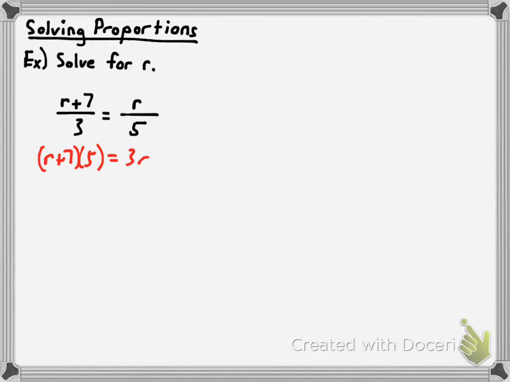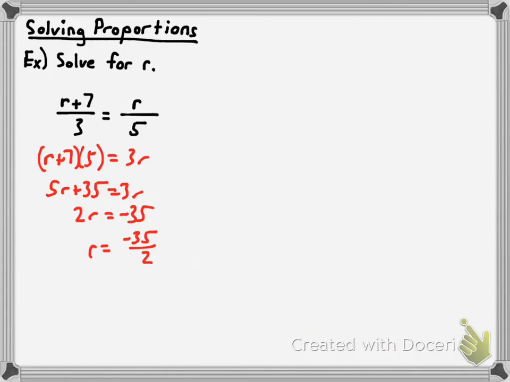So you set those cross products equal to one another, and then you distribute, whenever you multiply a monomial times a binomial, of course. So you get 5r plus 35 equals 3r. So then 2r equals negative 35. r then would be negative 17.5, or negative 35 halves if you leave it as an improper fraction, which is of course completely acceptable. Okay, so cross multiplying is how you solve proportions, and you know why it works now.